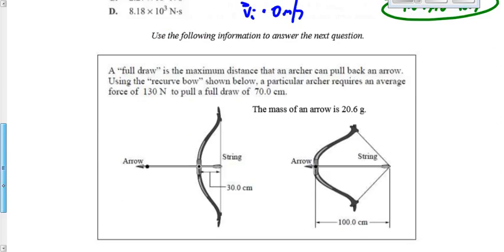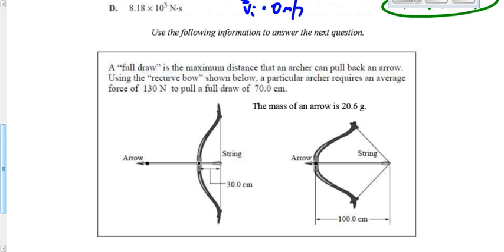All right, number 2. I think number 2 is the one that challenged people the most on this. I know there's several people that had a little bit of an issue, or a lot of an issue, with this question. It's a tough question, actually. It says a full draw is the maximum distance that an archer can pull back an arrow. Using a recurve bow shown below, a particular archer requires an average force of 130 newtons to pull a full draw of 70 centimeters. I'm just going to circle that because I want to be in meters, right? Draw attention to it. Mass of the arrow is 20.6 grams. Got centimeters all over the place down here, and 20.6 grams.